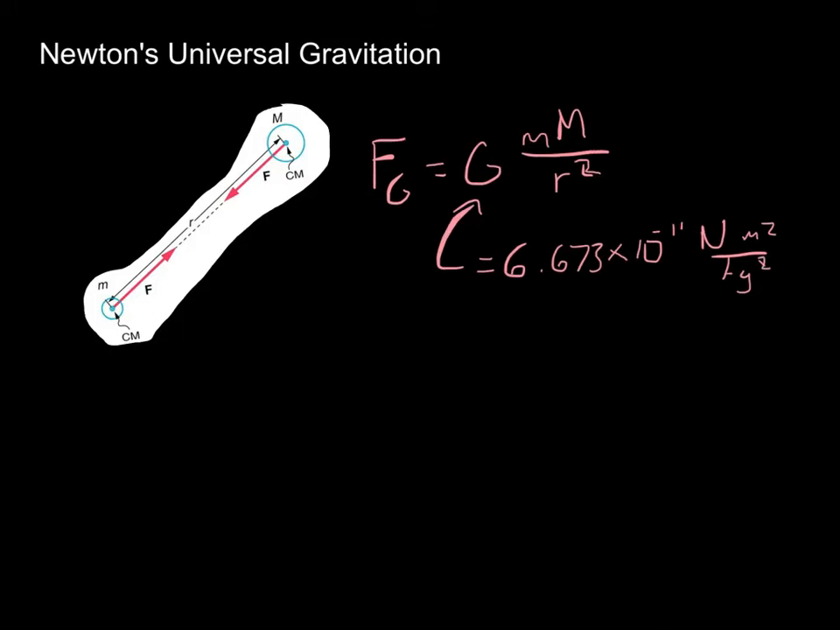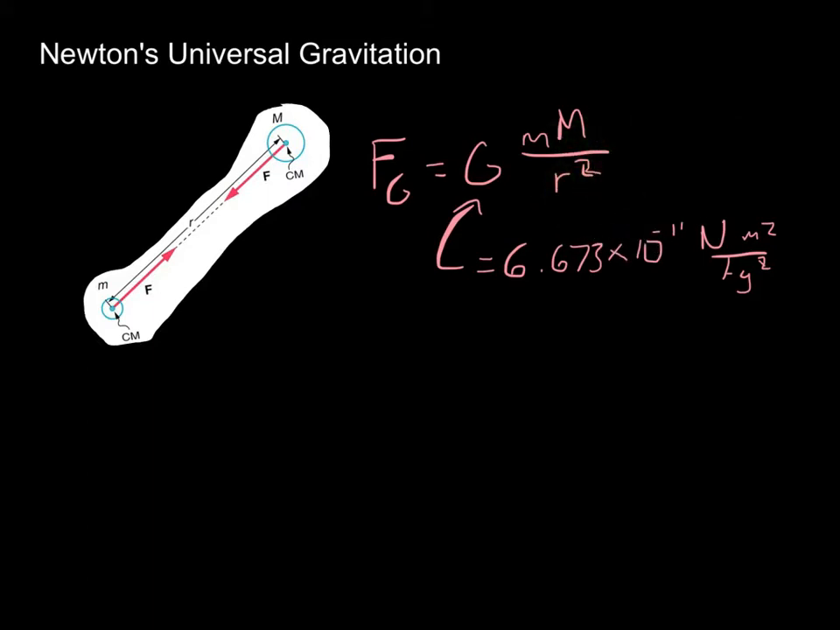So anytime you see this capital G, when you're working a problem, you're just plugging this number in here. It's a proportionality constant. Lowercase m, the mass of one object, capital M, the mass of the other. Usually it's the smaller mass, the bigger mass, but it really doesn't matter. And then over r squared, so distance squared.